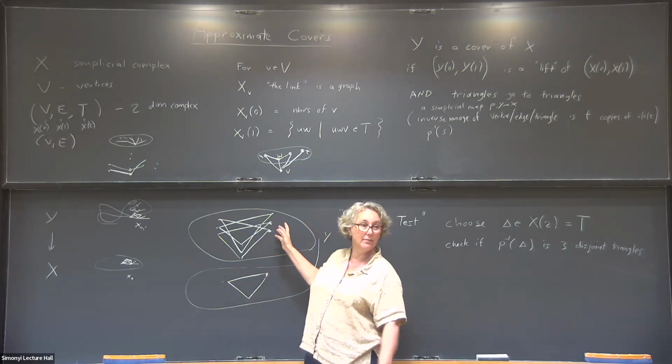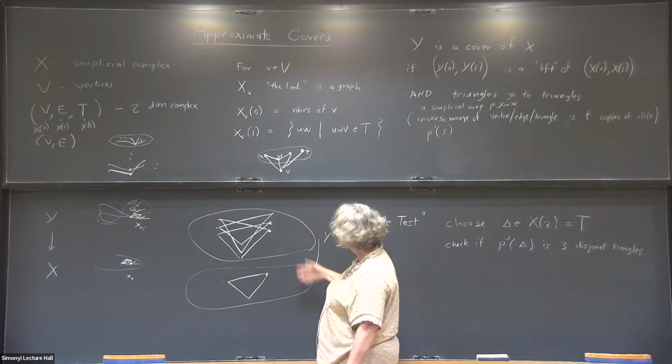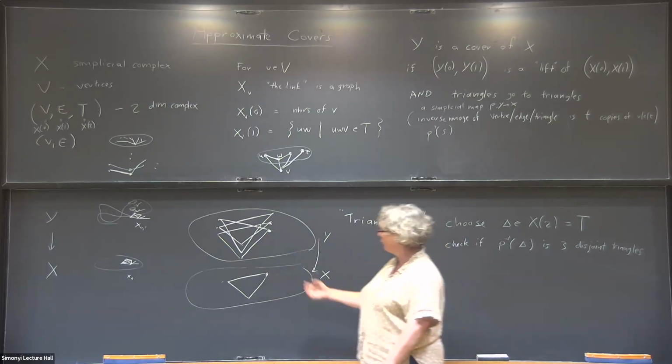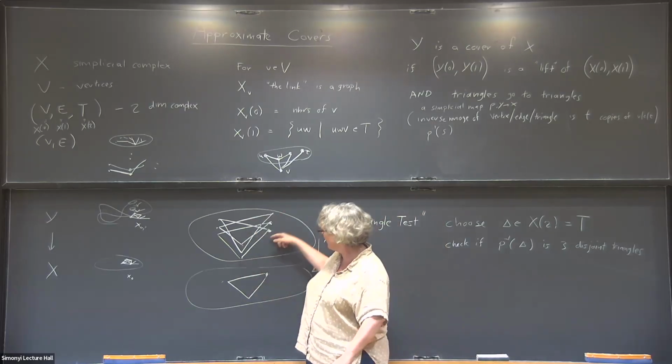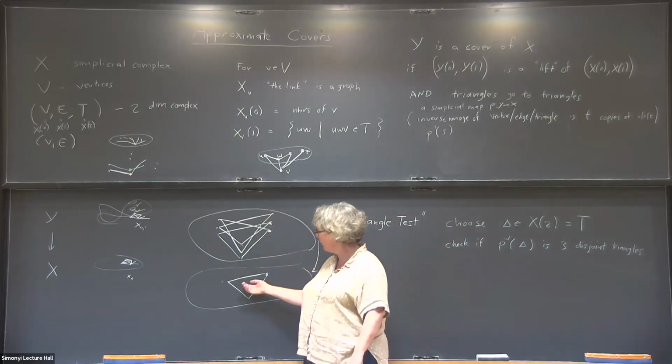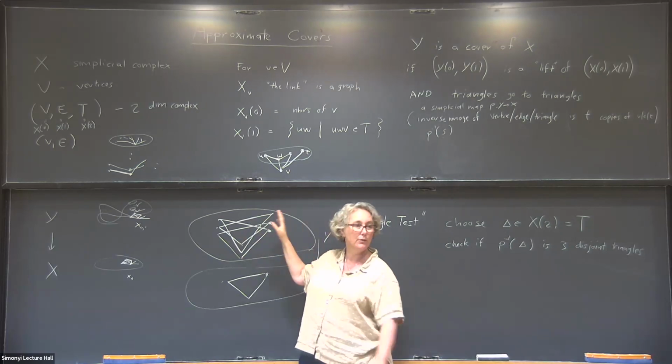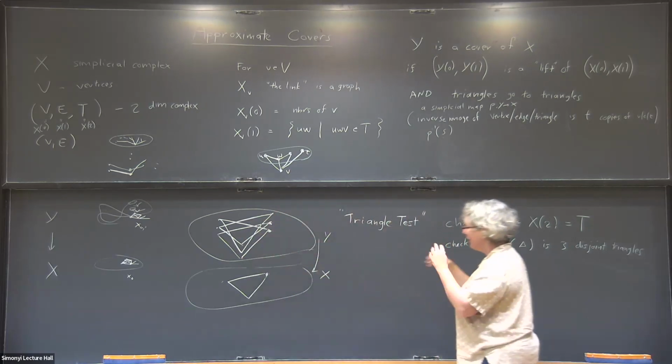So I failed. So one version of the triangle test is to choose a triangle and to see whether there's any base point that fails, and the other is to choose a triangle and a base point and to see whether or not you fail. It's a matter of how you count the amount of failures.